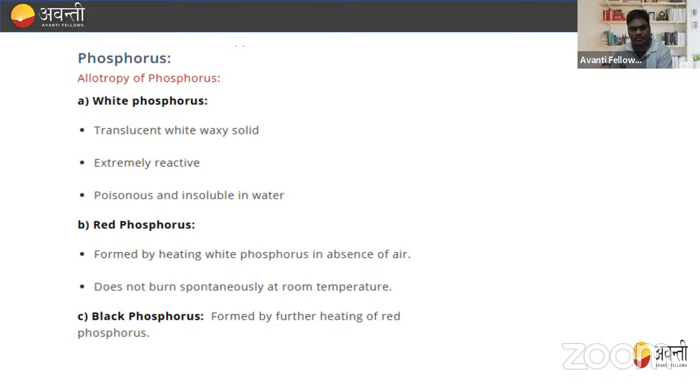Now, let's see some phosphorus. That is, the allotropes of phosphorus. So we have three types of phosphorus: white phosphorus, red phosphorus, and black phosphorus, right? If I'm talking about white phosphorus, it is a translucent, white, waxy solid, extremely reactive and poisonous, and insoluble in water. So just remember this property: translucent, white, waxy solid, extremely reactive and poisonous, and insoluble in water.